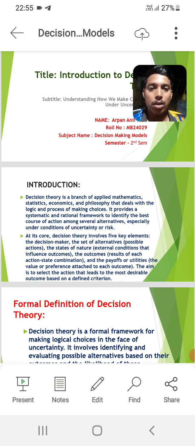At its core, decision theory involves five key elements: the decision makers, the set of alternatives or possible actions, the states of nature, external conditions that influence outcomes, the outcomes, the result of each action-state combination, and the payoff or utility, the value of preference attached to each outcome. The aim is to select the action that leads to the most desirable outcome based on a defined criterion.